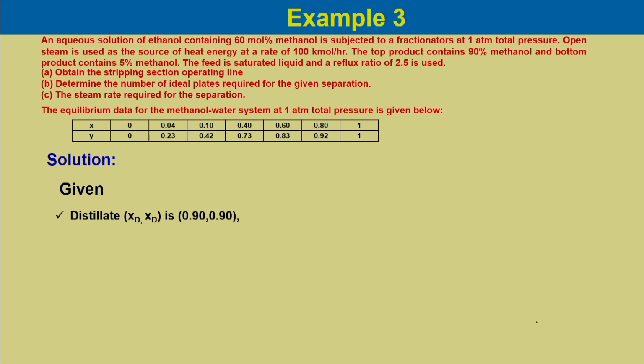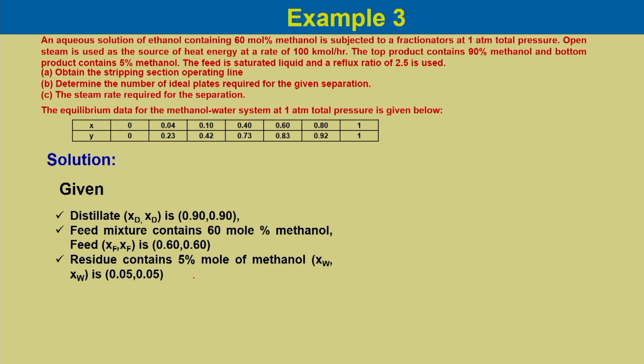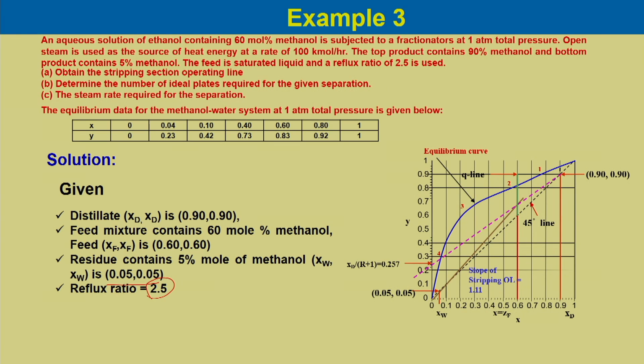Now distillate XD is 0.9, and the feed mixture contains 60 mole percent of methanol, so feed XF is 0.6. The residue has 5 mole percent of methanol, so XW would be 0.05. So these data are given, and the reflux ratio is 2.5. If we plot them, this is the starting point in the top section of the column, and this is the end point in the bottom section of the column.